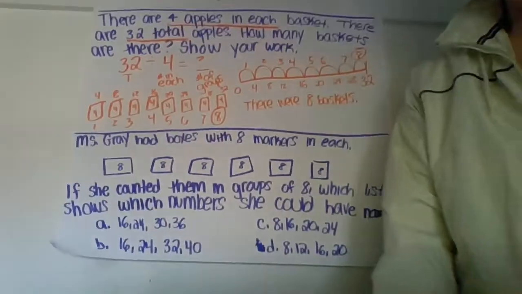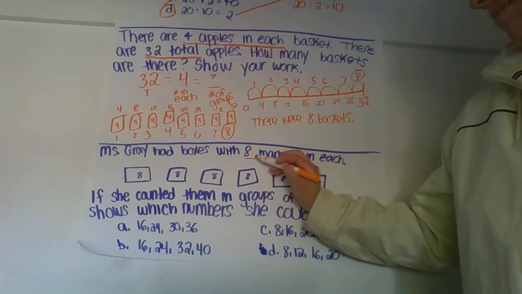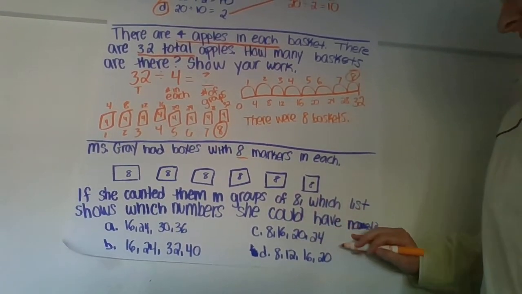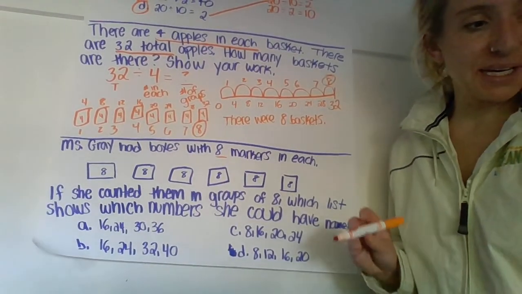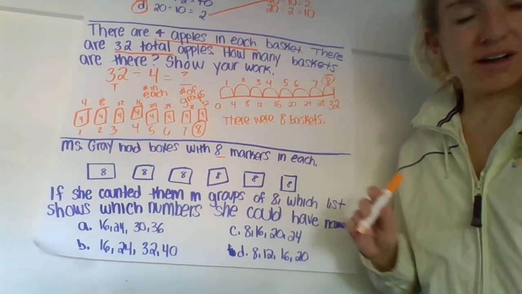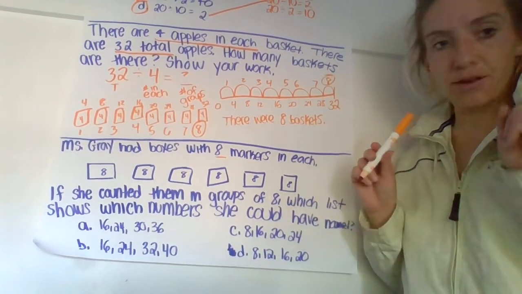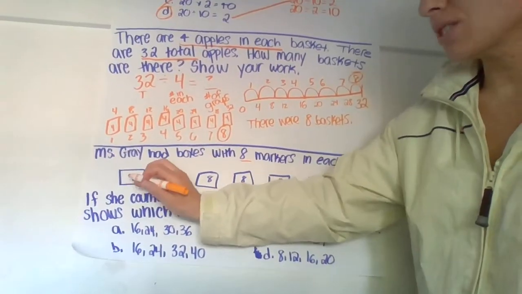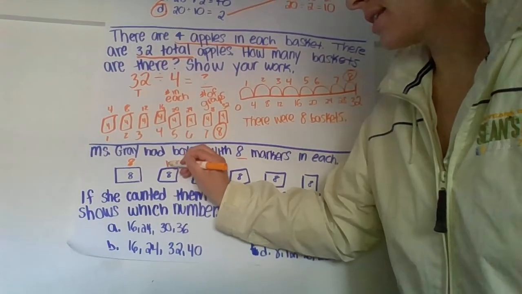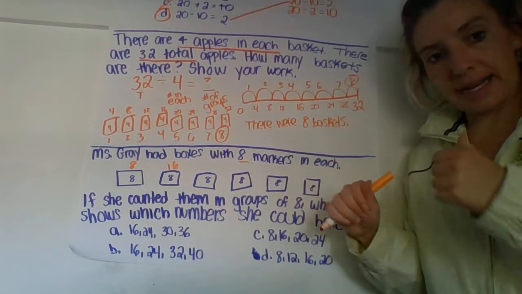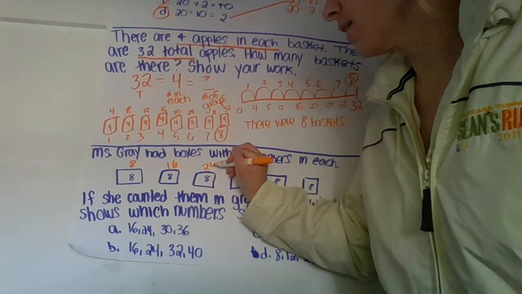All right. So let's start by actually just counting by 8s. It says she made boxes with 8 markers in each. If she counted them in groups of 8, which one shows the number she could have named? This is really just a question of can you count by 8s or not? And even if you have to count on your fingers, I know that all of you can do that. So let's start by just labeling. One group of 8 is 8. Two groups of 8 is 16. 3 is 17, 18, 19, 20, 21, 22, 23, 24.